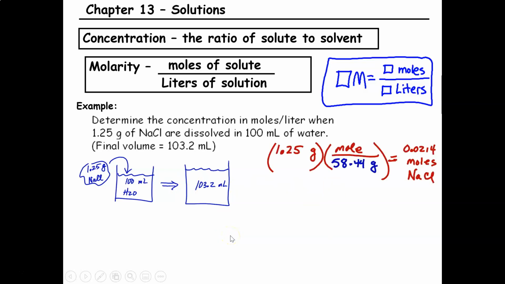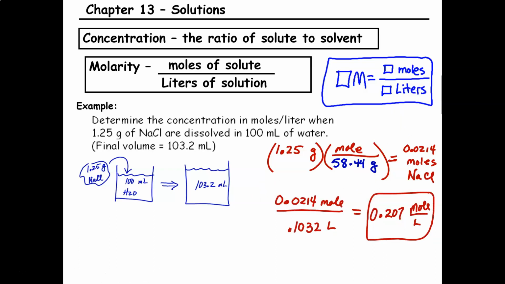To calculate here, we have to get our grams converted into moles. So again, we'll have to go back to the periodic table and look up the molar mass and calculate the number of moles. Then it will be moles divided by liters, and we'll end up with moles per liter. Remember, to convert milliliters to liters, move the decimal 3 to the left: 0.1032. Now, we could just leave it like that, and that would be fine.